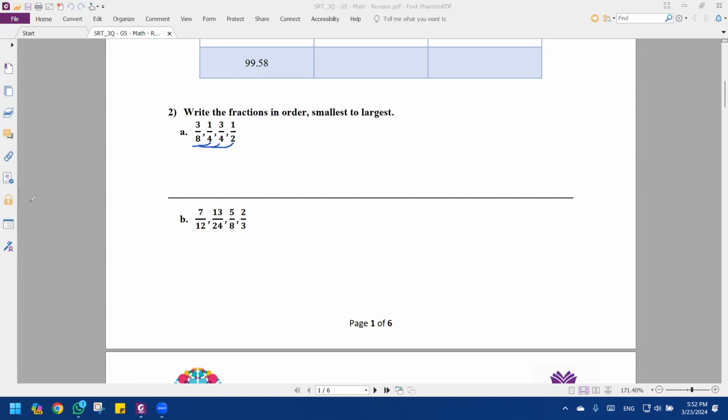Now, first step, I will write the value that I need to multiply by. So for the first one, 8 is okay. The second one, 1 over 4, I should multiply it by 2. Second one, 3 over 4, I will also multiply it by 2. 1 over 2, so 2 to make it 8, I should multiply it by 4.